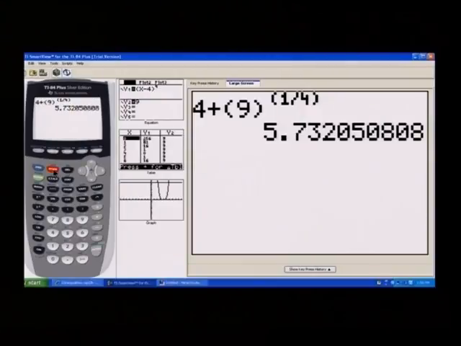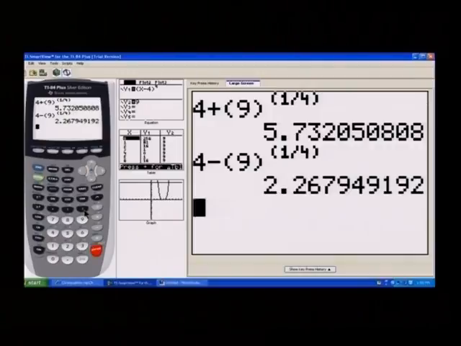Let's do 4. We also have to do 4 minus because there are 2 solutions. So let's go 4, subtract, and again we want to take 9 to the 1/4 power. Oops. Yeah, there we go. Enter. And we got a solution of 2.26, and actually 2.27 once we round up.